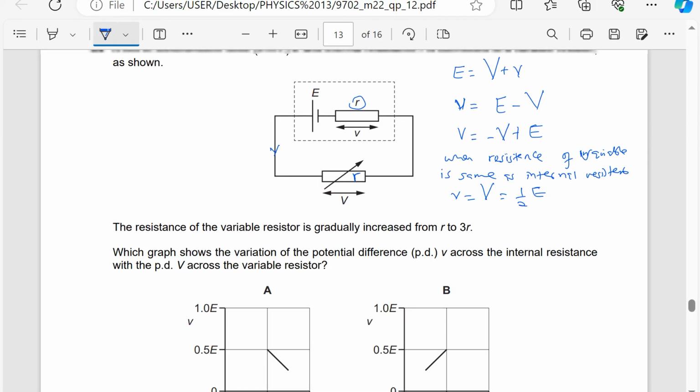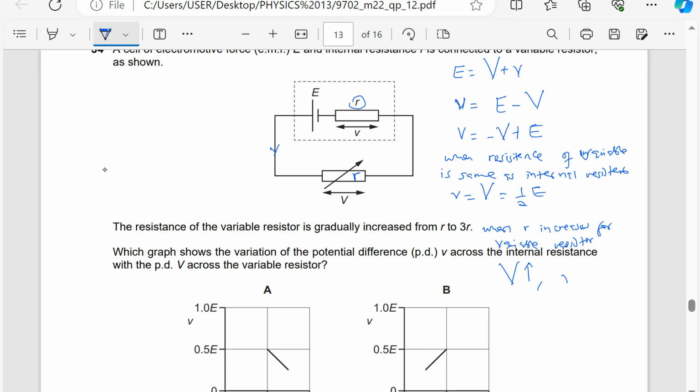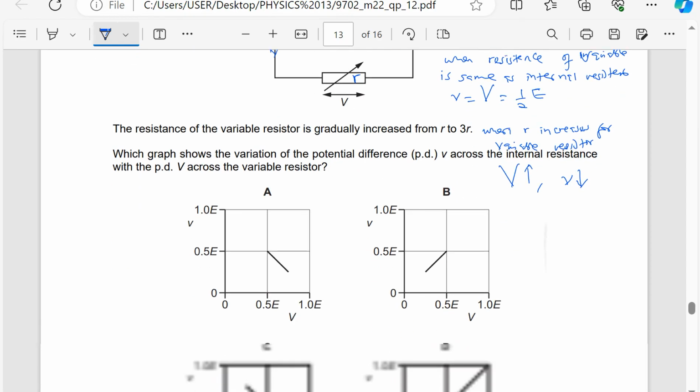But then let's check what happens when the resistance of the variable resistor increases. So when R increases for the variable resistor, remember the current is the same, so that means V increases. And if V increases, remember there is a negative in front of V. So it means smaller v decreases. So smaller v decreases. So let's check first of all.